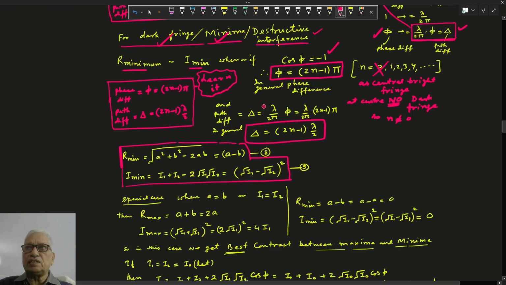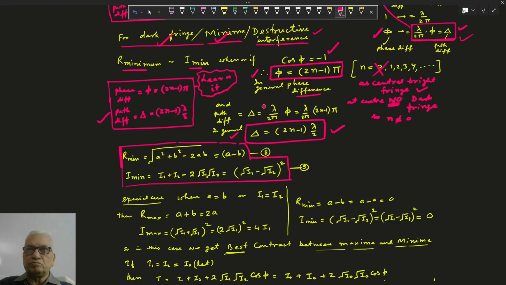The reason behind here, n is equal to 0 not possible for dark fringes because center में bright fringe है, dark नहीं. So n is equal to 0 is not valid in case of dark. Here general value of pi phase difference 2n minus 1 pi. Using this relation here, path difference for dark fringe lambda 0.5, phi की value put कर दी. So this is the path difference for dark fringe, and this is the phase difference for dark fringe. Again we have to learn it.